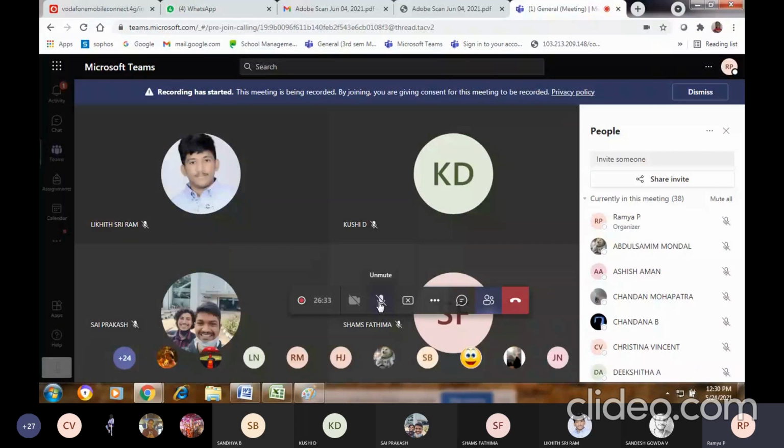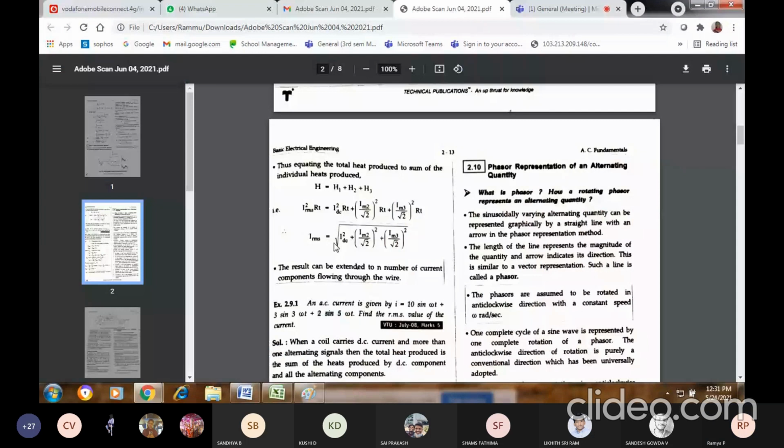Okay. Now, in this particular problem, I'm just asking, do you have any DC component? No, ma'am. No DC component means wherever I have IDC, I will directly take it as 0. For the given example, there is no DC component, hence IDC is equal to 0.